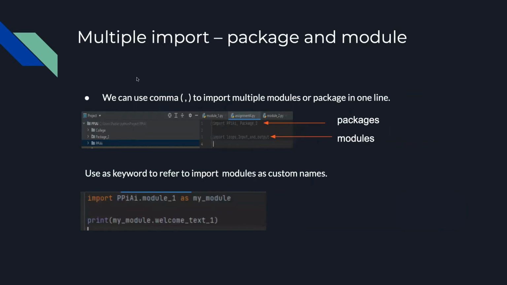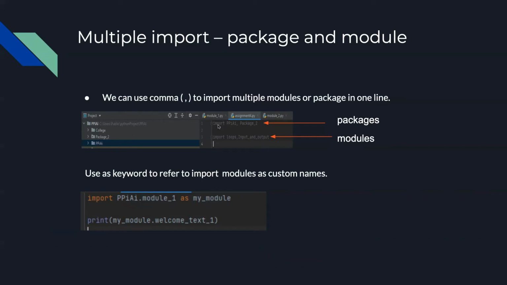So multiple imports, package in a module. You can use a comma to import multiple modules or packages in one line. Okay, yeah, this is something I had forgotten about. So here we have package 2 and PPiAI. They're both two separate packages.